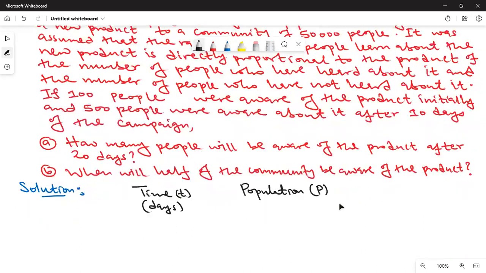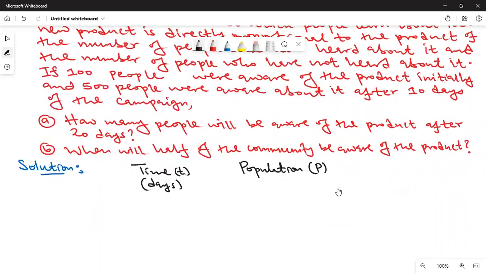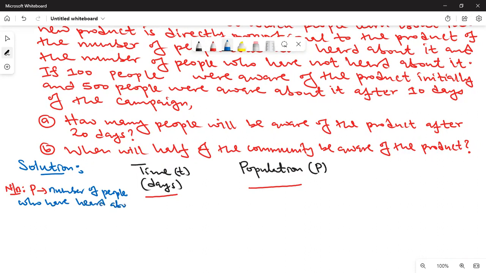So now, from the given information, and this is, let me underline this and also this, I want us to take note that P means the number of people who have heard about the product at any time T.